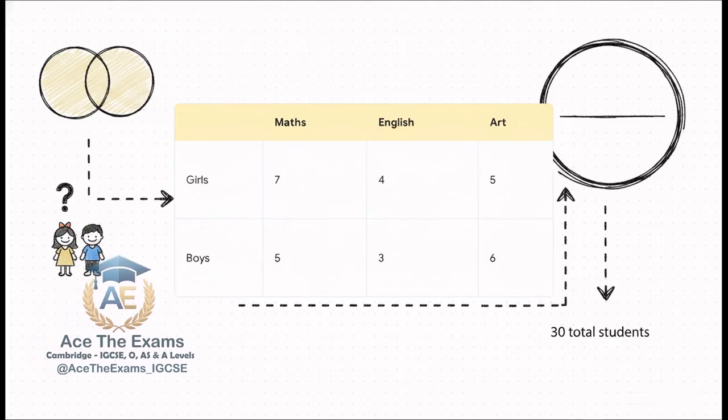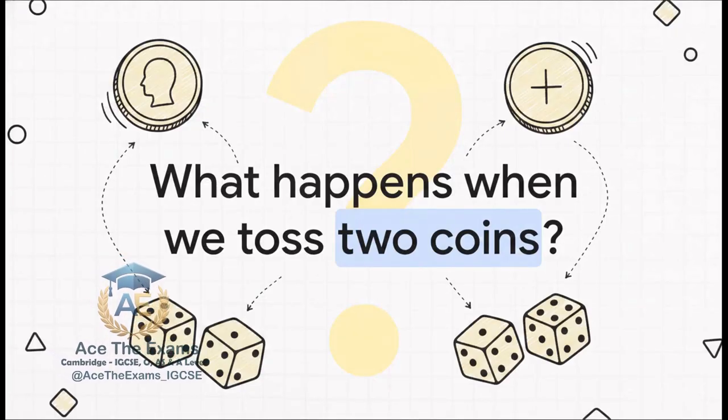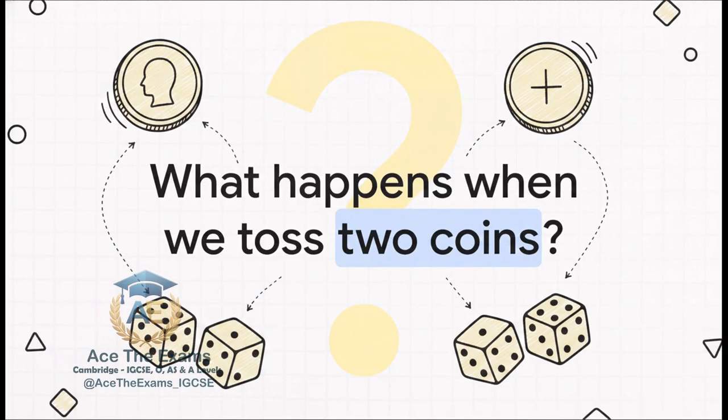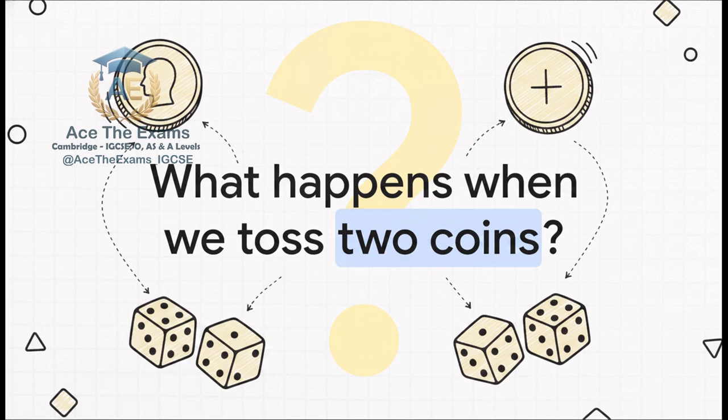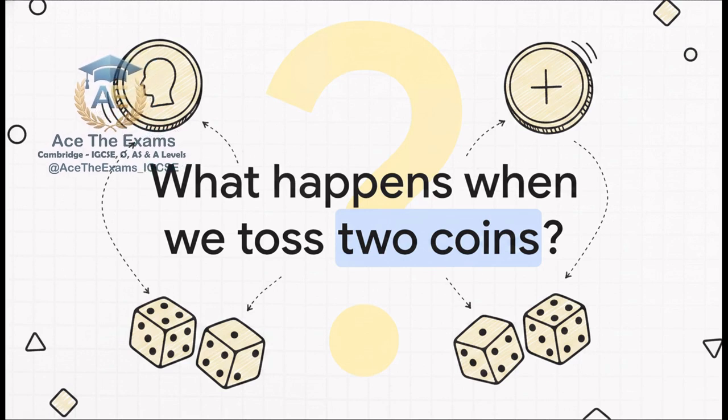Super easy, right? But let's be real, life rarely throws just one single event at us at a time. So here is the million-dollar question. What actually happens to our math when we toss 2 coins instead of 1? Or if we roll 2 dice? How does the whole mathematical picture change when a simple single event turns into a combined event?